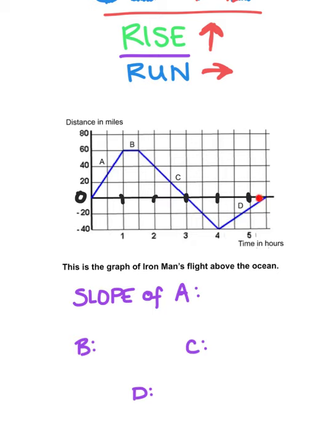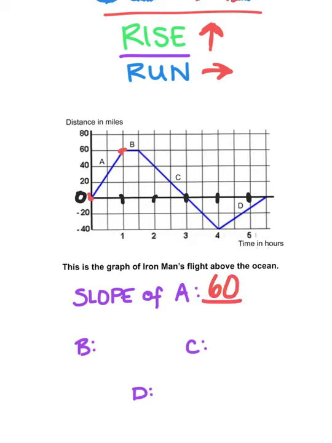But this is the x-axis. So if I'm looking for the slope of each, I'm going to look at the rise over the run for each of these sections. So in this first section, we're starting at 0 and going all the way up to 60. And I notice that each box on the y-axis represents 20 miles. So from here to here, that goes from 0 to 60.